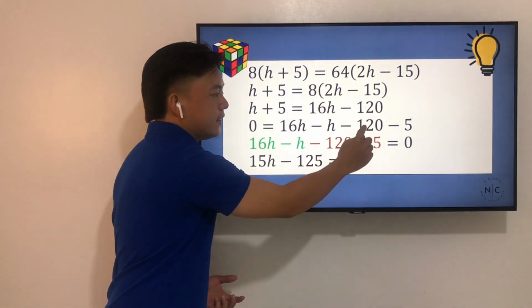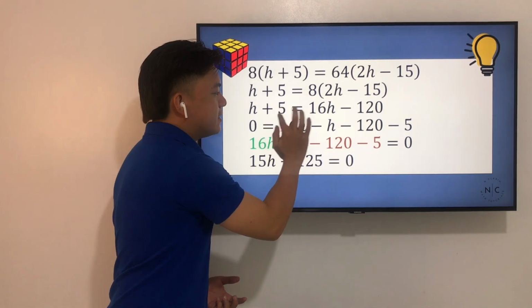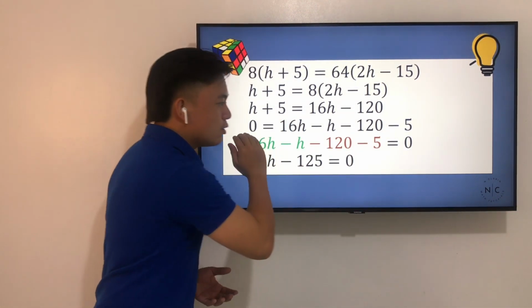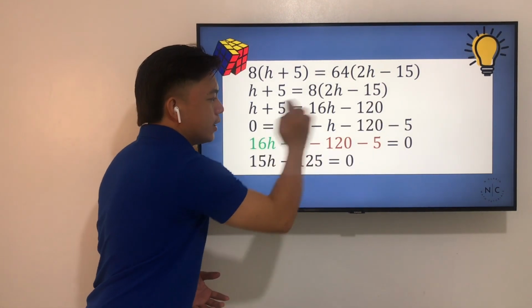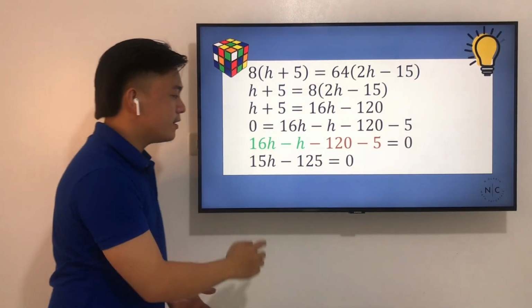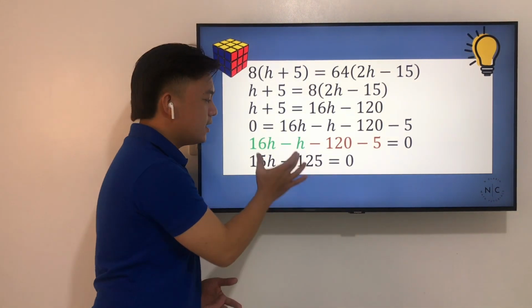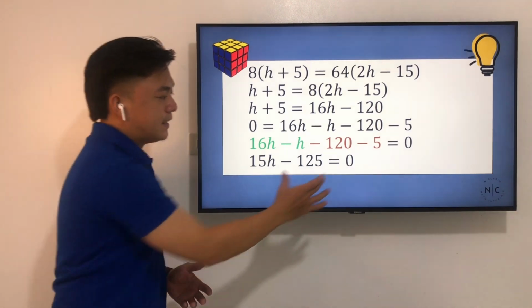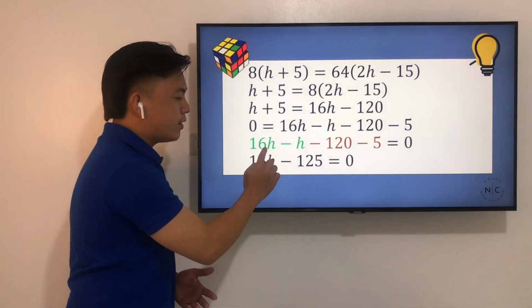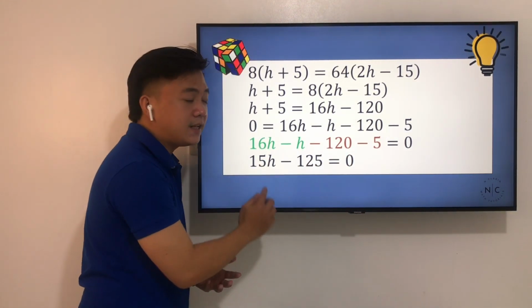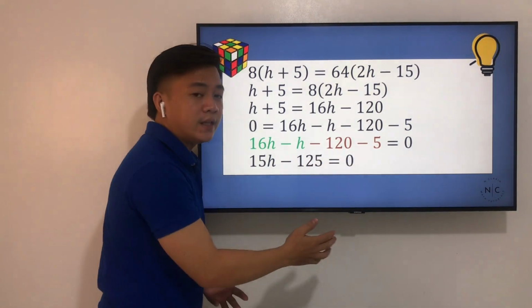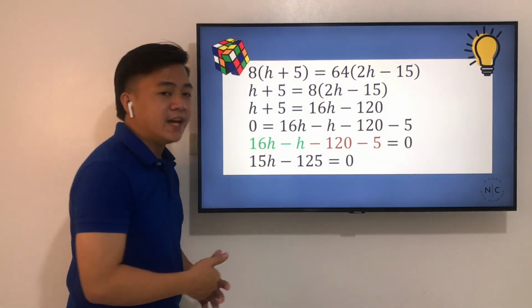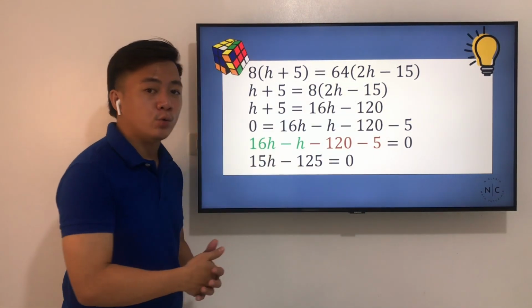And then, negative 120, same lang. And then si positive 5 naging negative 5. So, yung like terms natin is, so kung makikita natin, same lang. Itong equation na to is same as this one. So, magiging 16h minus h. Like terms to, negative 120 minus 5. Like terms din yan is equal to 0. So, 16h minus h is 15h. And then, negative 120 minus 5 is negative 125. So, 15h minus 125 is equal to 0.